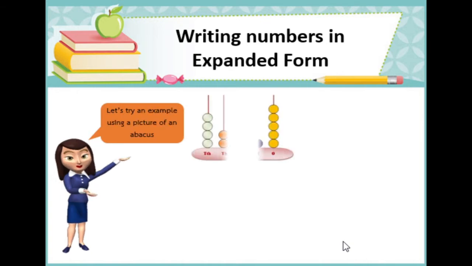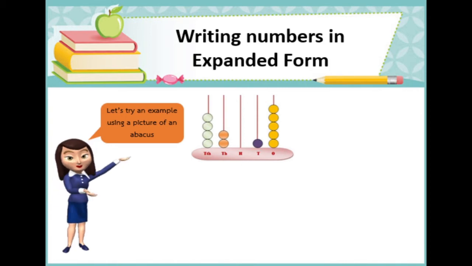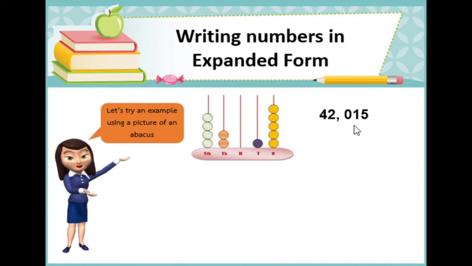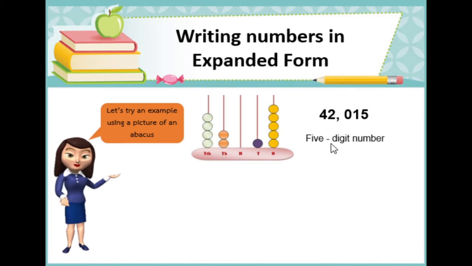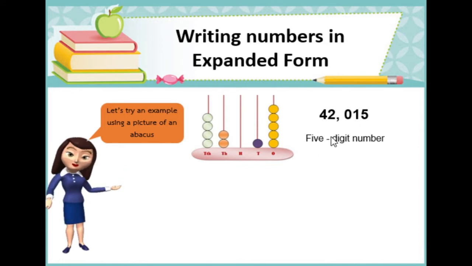Another one. This time, let's use an abacus to write the numbers in expanded form. We have 42,015. 42,015 is a 5-digit number. 1, 2, 3, 4, and 5.